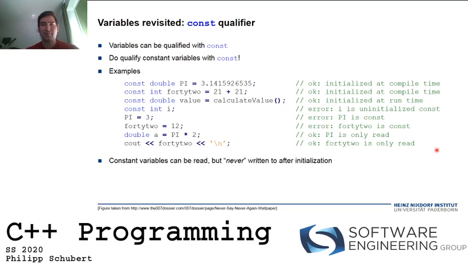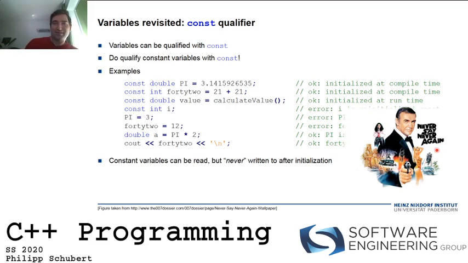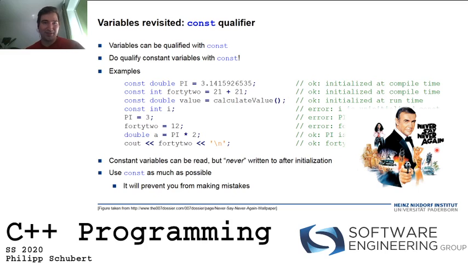So constant variables can be read, but never written to after initialization. And here be very careful, because in C++ never say never again. In fact, you can still override some of the constant variables, which you apparently should not do, of course. So please don't. If you declare constant variables, please treat them as constants, and the compiler will warn you. But there are ways in the type system which allow you to go around that const declaration here. But my recommendation is, of course, use const as much as possible because it will prevent you from making mistakes.